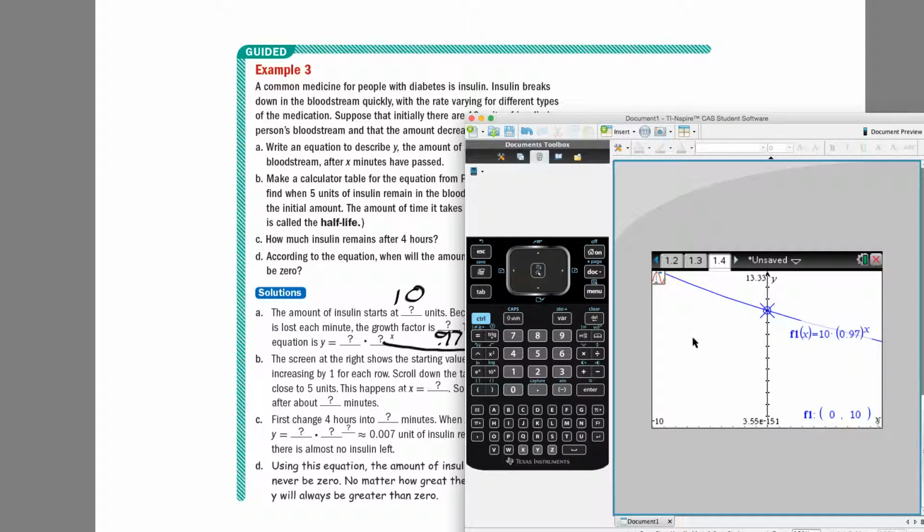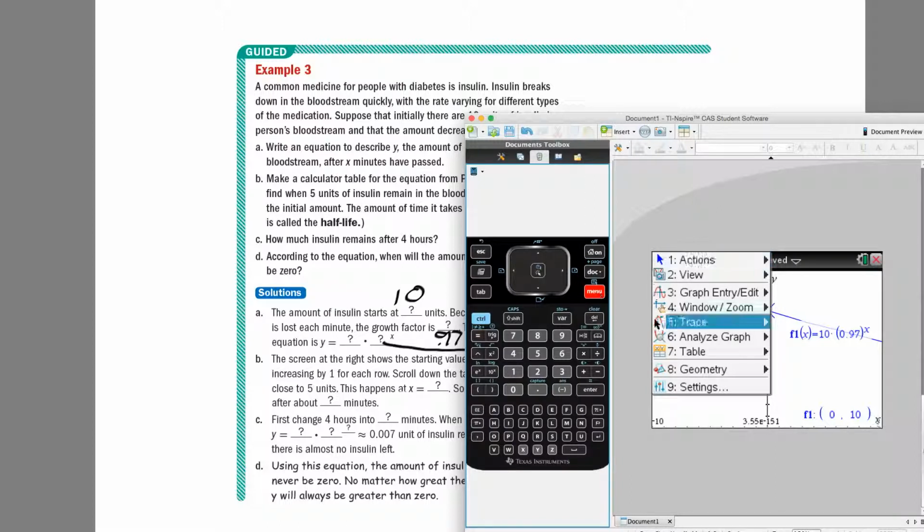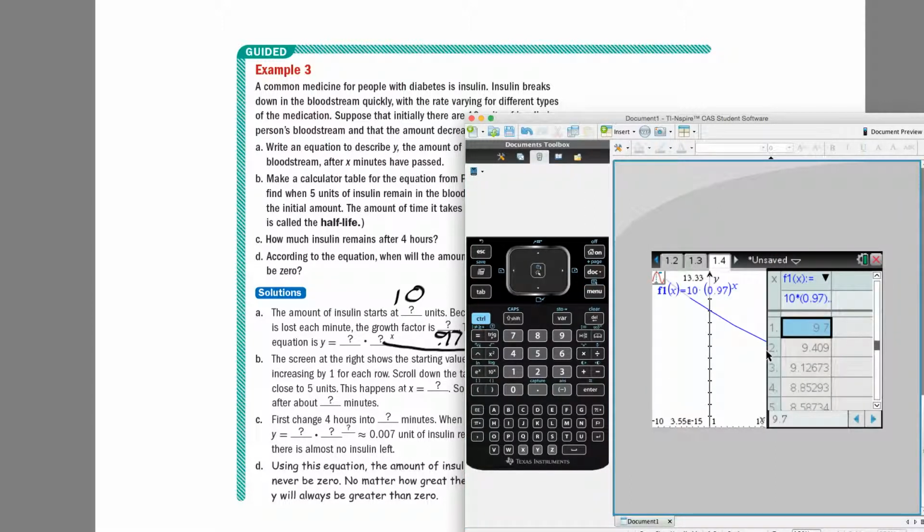I would like to take a look at a table because I don't really need to see more of this graph. I'll open that up, menu, table. I'm going to do a split screen table, and I've got for x is 1, it's at 9.7. When x was 0, it was what? Well, it was 10, right? There was the full amount.